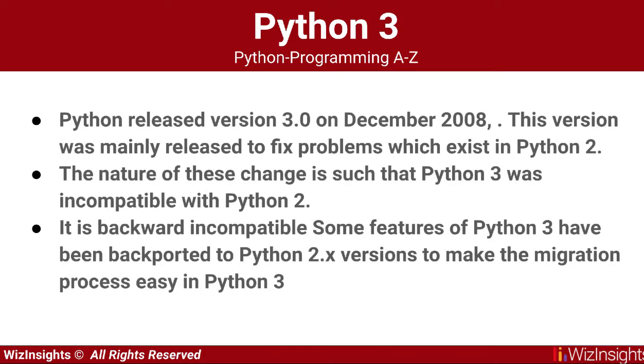Python 3 released version 3.0 in December 2008. This version was mainly released to fix the problems which exist in Python 2. The nature of these changes is such that Python 3 was incompatible with Python 2. It is not backward compatible, though some features of Python 3 have been backported to the Python 2.x version to make the migration process easy to Python 3.